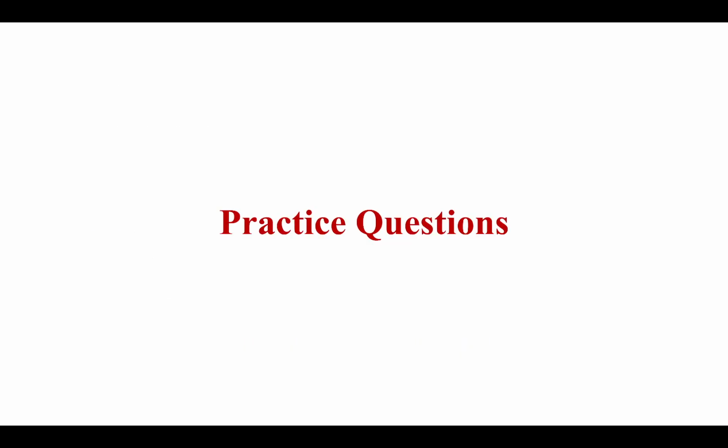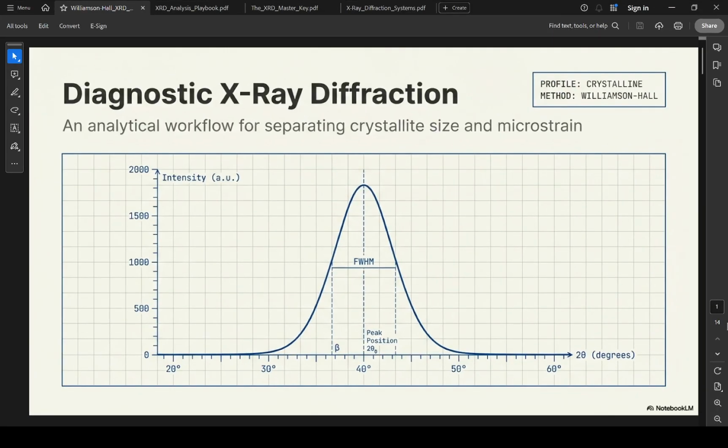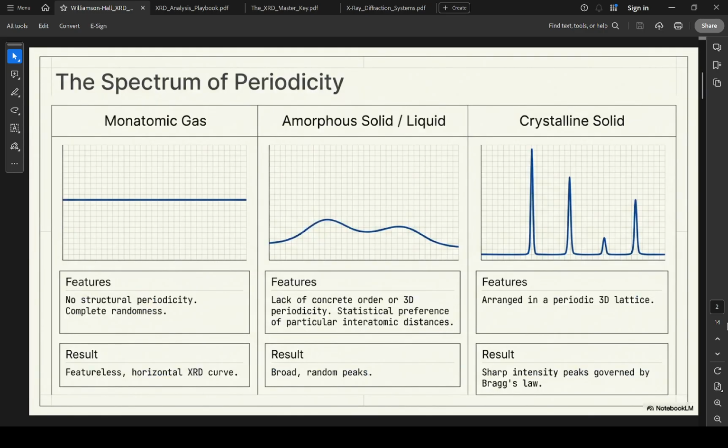I will first try to cover the topics for this week using some AI generated slides. So first we will see how XRD is used to diagnose crystalline size and microstrain. So first we look into periodicity.